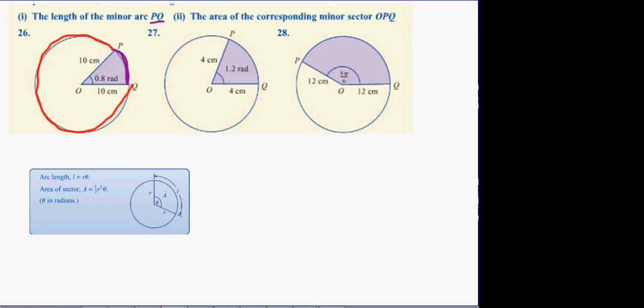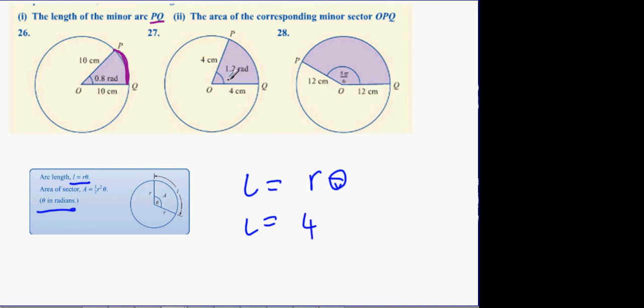Okay? So what we're going to do here is look up a formula. These formulas are in your tables. L equals r theta. Theta has to be in radians. If it gives you the angle in degrees, what do you need to do? Convert it into radians, then use it in your formula. So L is equal to r, which is 4 centimeters, multiplied by 1.2 radians. And the length of this arc here is going to be 4.8 centimeters. That's how easy that is.